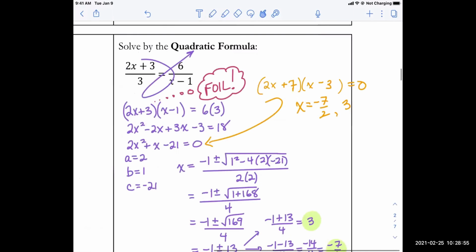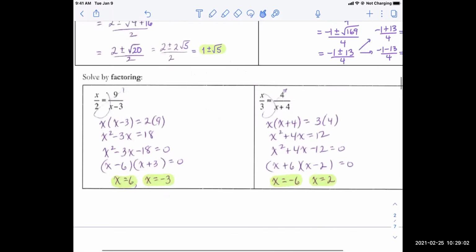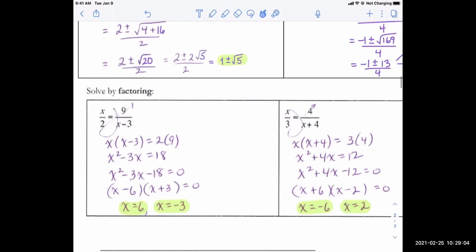Now, I asked you the quadratic formula on that, but you would also have been able to factor that, because that one is factorable. Okay, these I said solve by factoring.